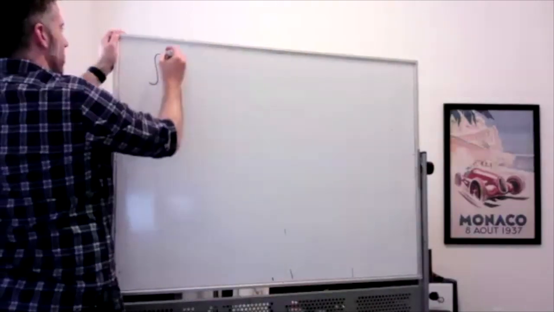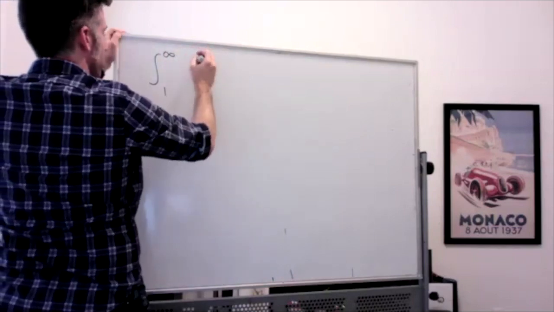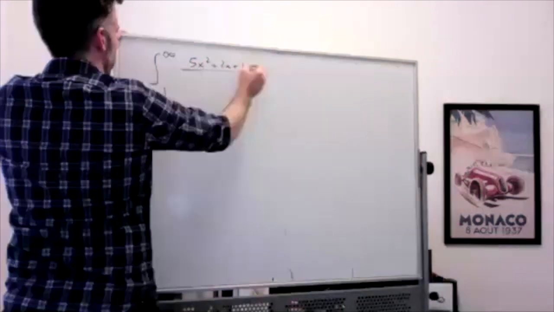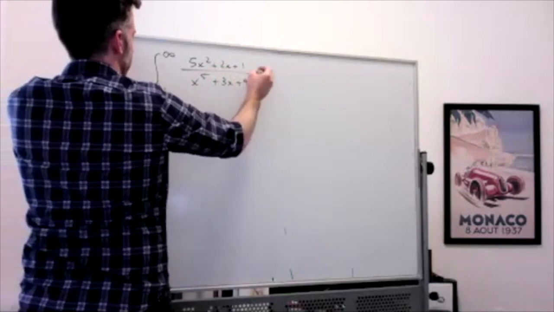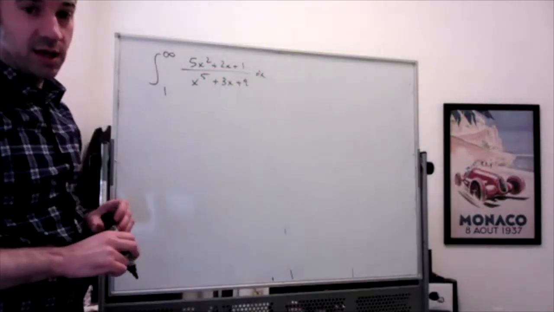Let's say we were going to do the integral from 1 to infinity of, I don't know, 5x squared plus 2x plus 1 over x to the 5th plus 3x plus 9. We're not actually going to do it, but here's what I'm going to tell you.